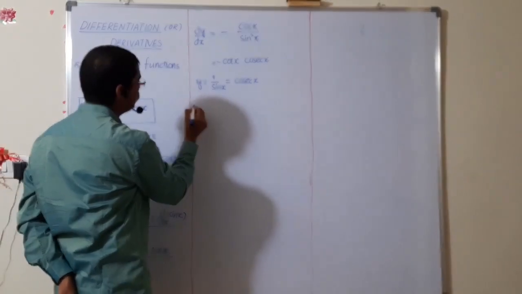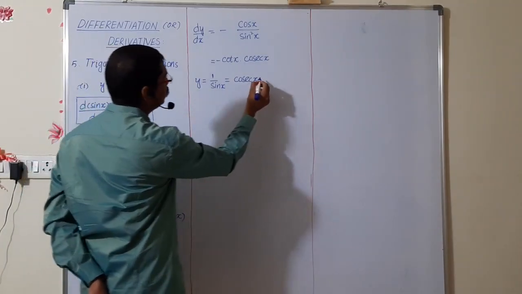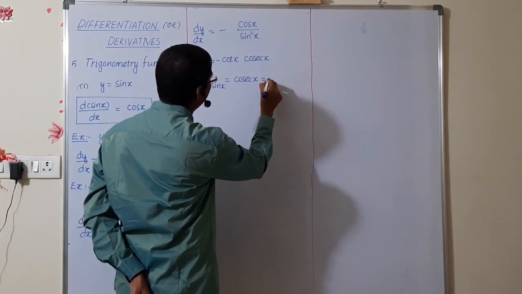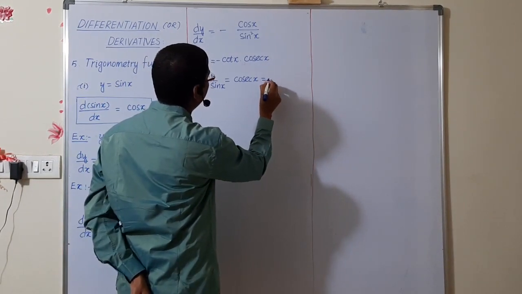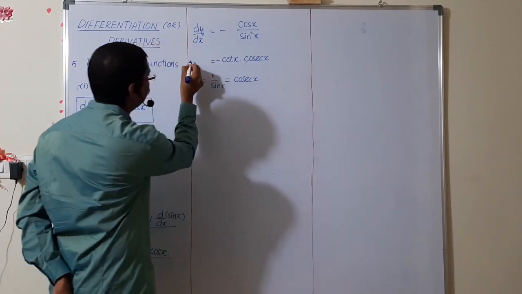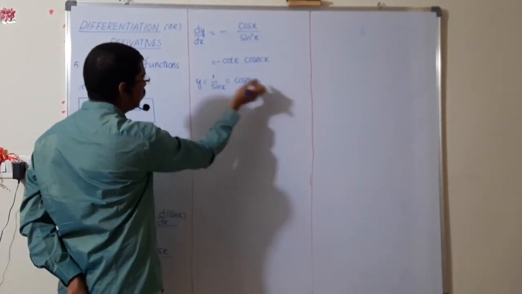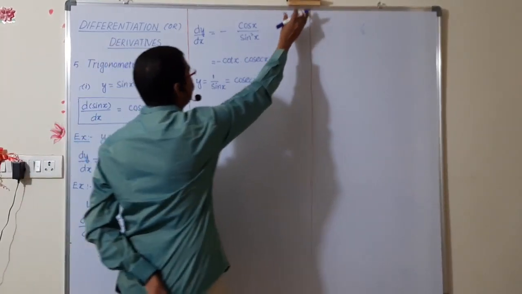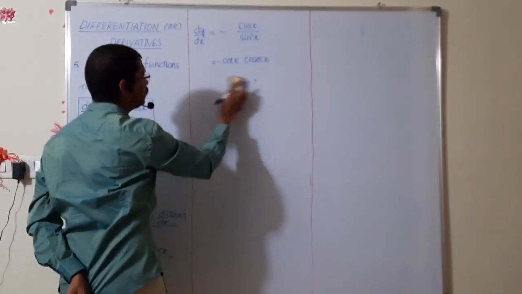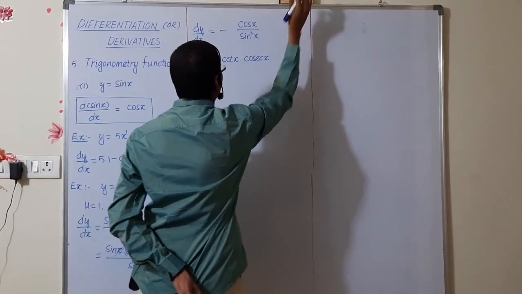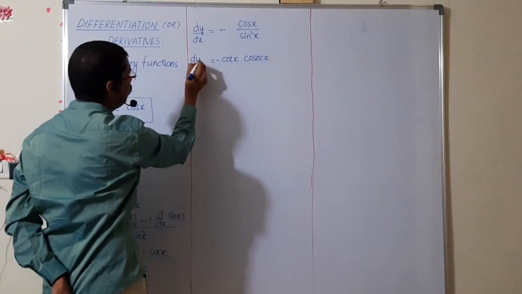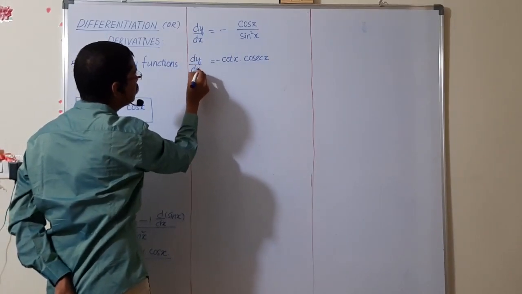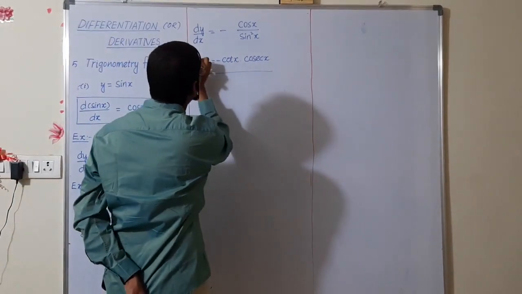Now the second one is nothing but, now after that we can use this formula. Now here we are getting dy upon dx is equal to, this is the formula.